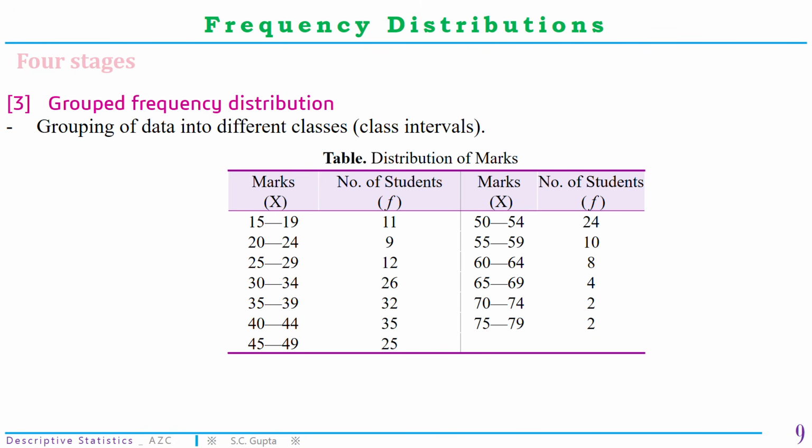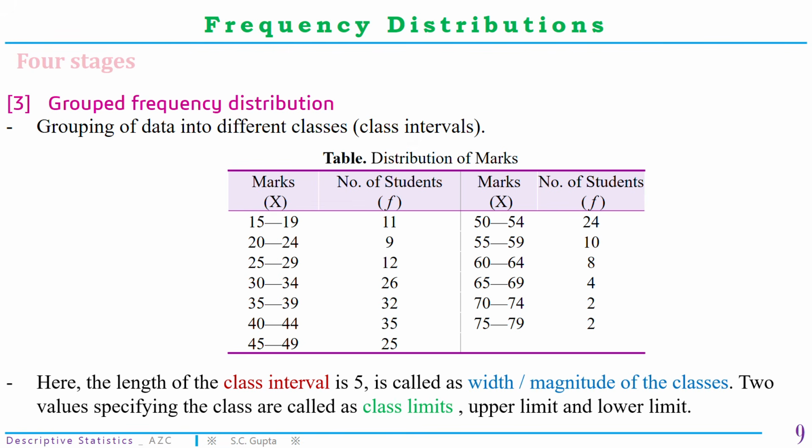Stage number 3 is grouped frequency distribution. This includes grouping of data into different classes or class intervals. Here, a table is created of distribution of marks by designing different classes of marks. The length of the class interval, here 5, is called the width or magnitude of the classes. The 2 values specifying the class are called class limits, upper limit and lower limit.